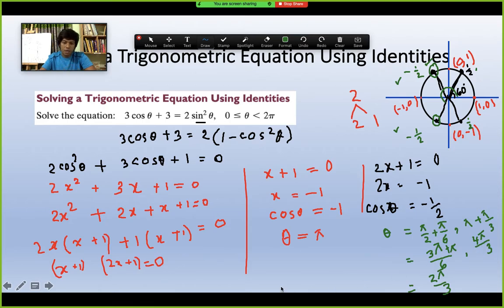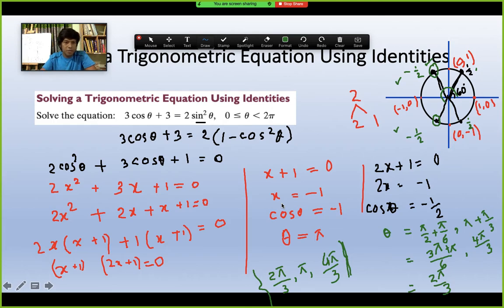Now if we write all the solutions of this math, we can start writing from here also, because this is the smallest, 2 pi by 3. So let's write 2 pi divided by 3. Then we can write pi. Then we can write 4 pi by 3. So this is the full solution of this math.